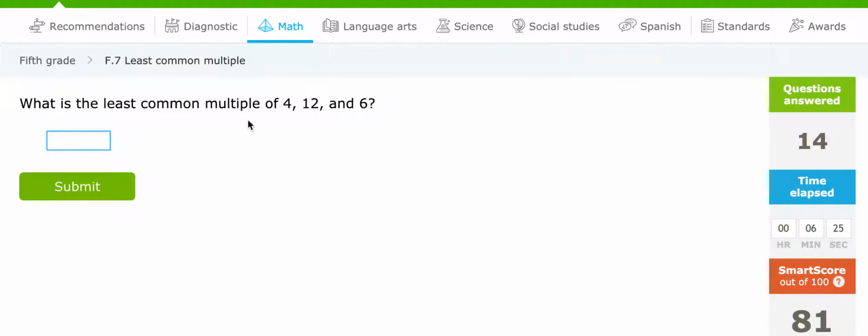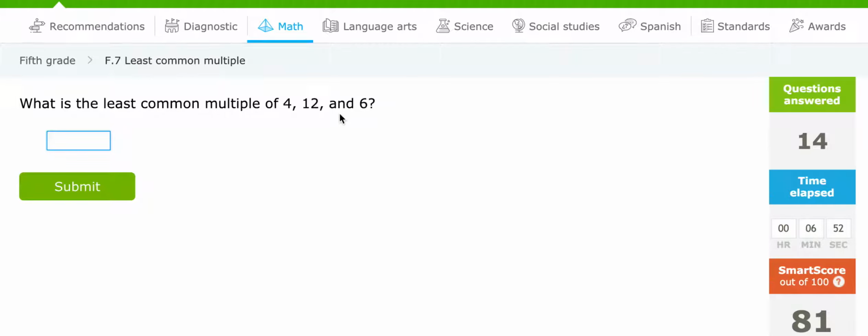What is the least common multiple of 4, 12, and 6? So now we're looking for 3 numbers, and we're looking at what number will be evenly divisible by 4, by 12, and by 6. So 4 says I need at least 2 2's, so we'll keep that in mind, 2 2's. 12 says we need 2 2's and a 3. We're like, okay, 2 2's and a 3, so that's just 12, right? And then 6 says I need a 2 and a 3.